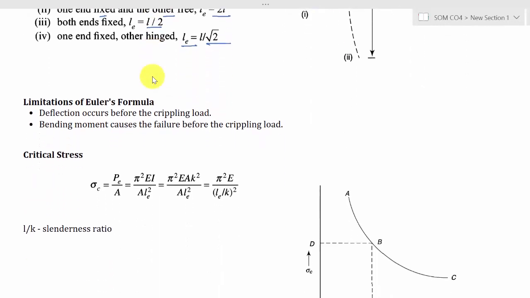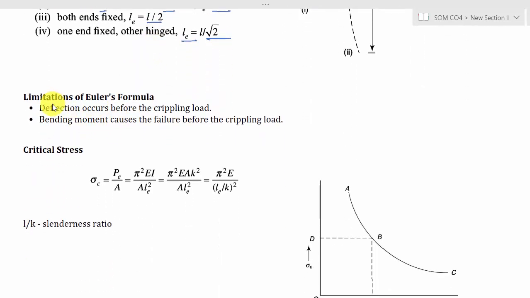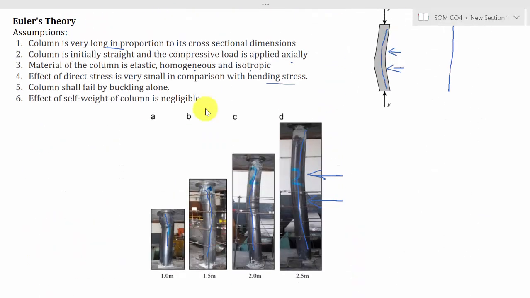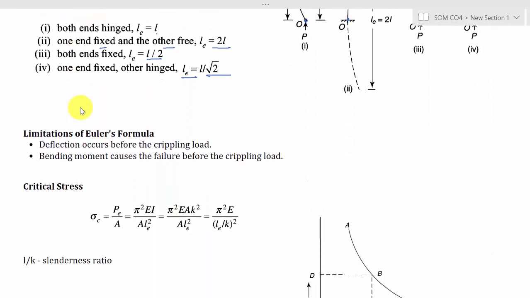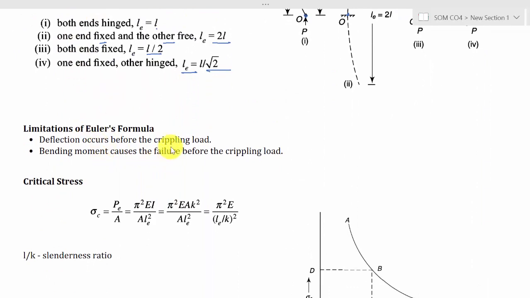So this equation has some drawbacks. The first drawback is that deflection occurs before the crippling load is applied, because in a practical case, all these 6 assumptions are not perfectly verified. So when any one of the assumptions is not matching, the material will start to bend before the crippling load. That is the drawback of Euler's equation.